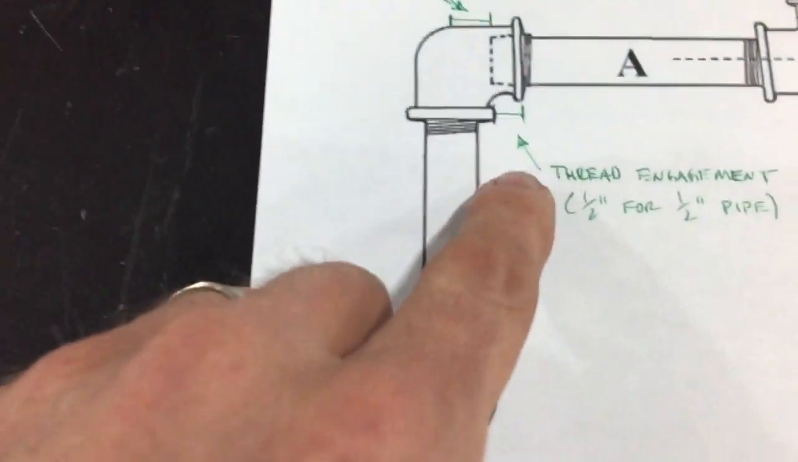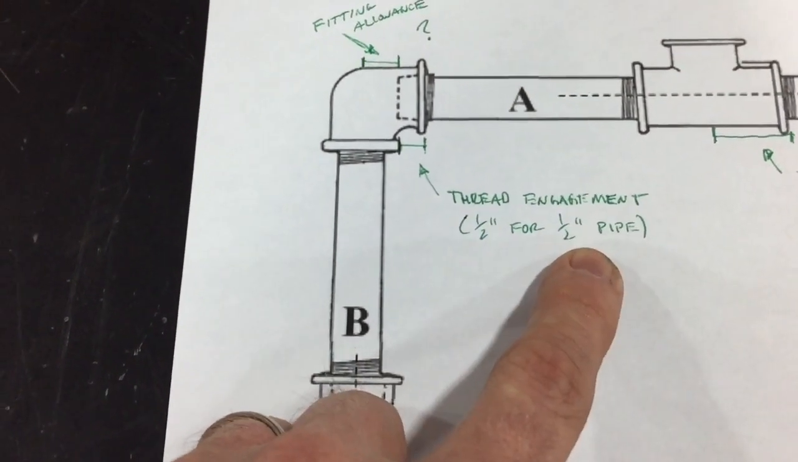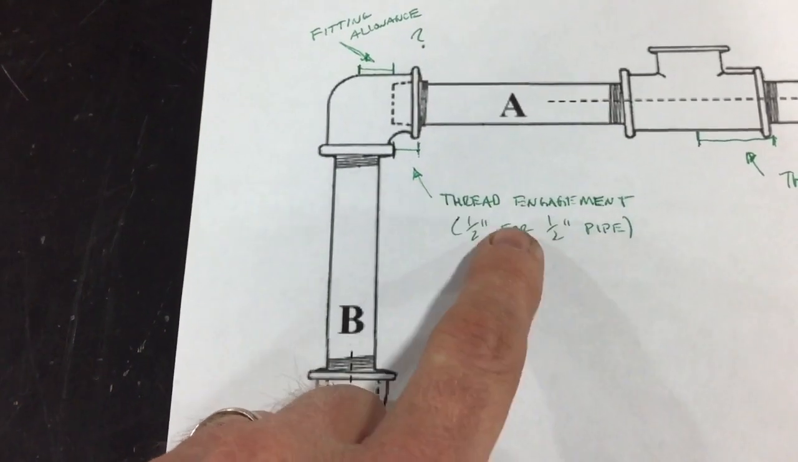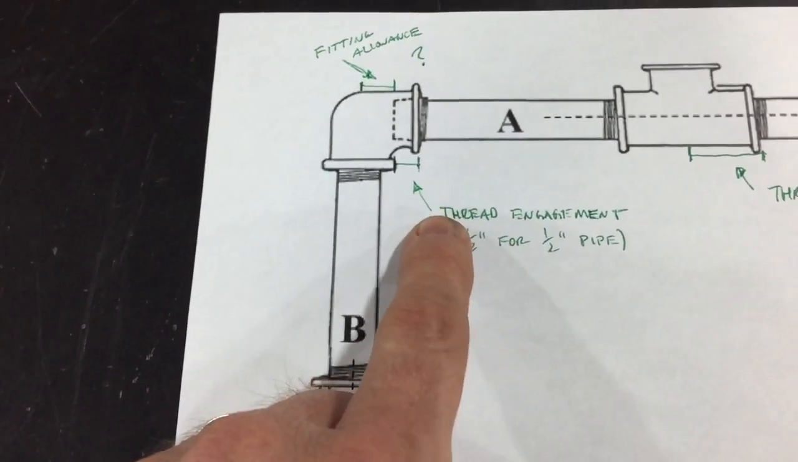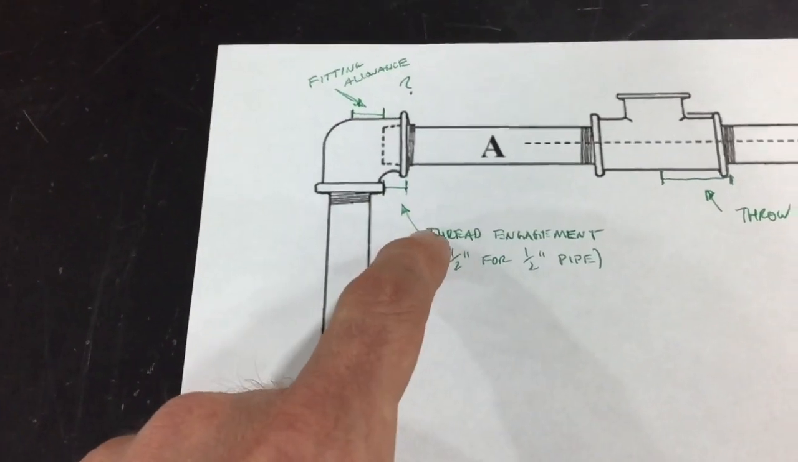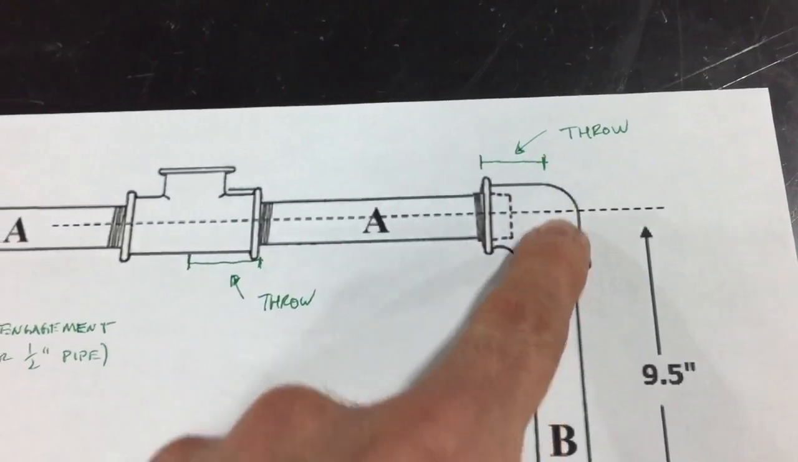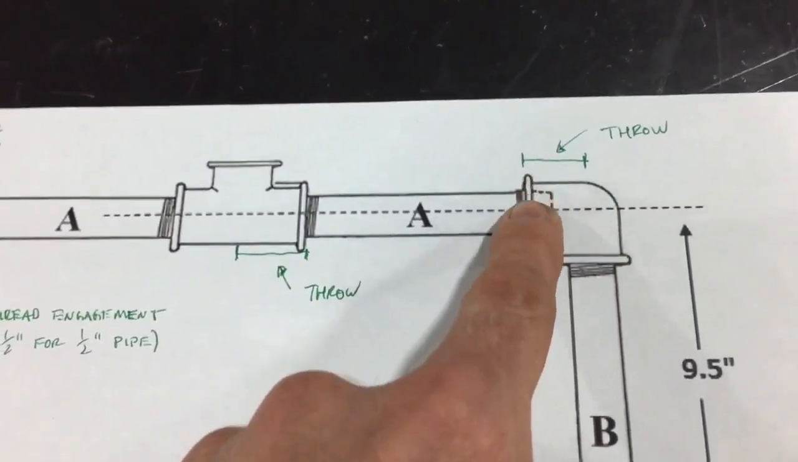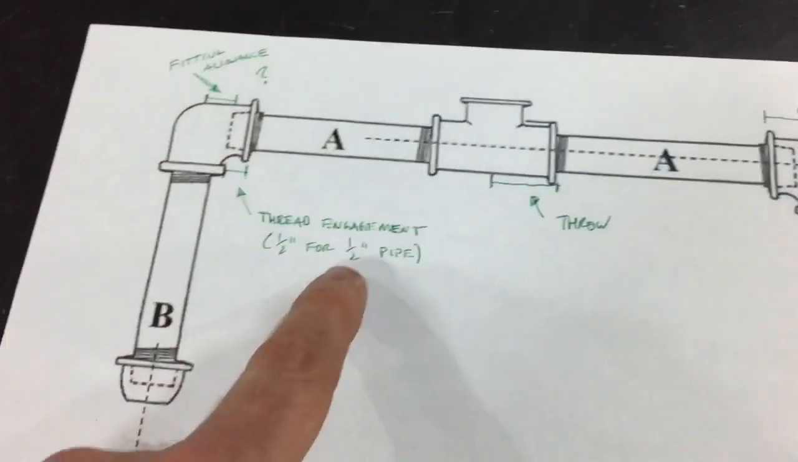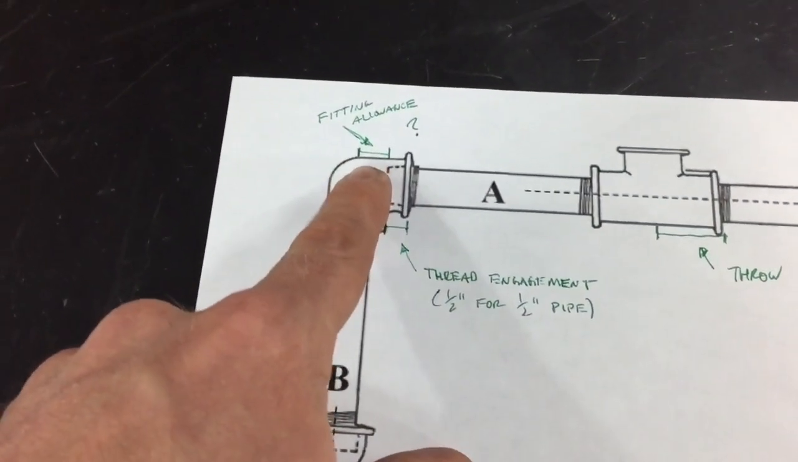So if we look back over here, our thread engagement is going to be about 1/2 inch for 1/2 inch pipe. If we know the thread engagement, we can then measure what they call the throw, which is from the center of the fitting out to the face of the fitting, and subtract this 1/2 inch. That's going to give us our fitting allowance, the remaining amount.